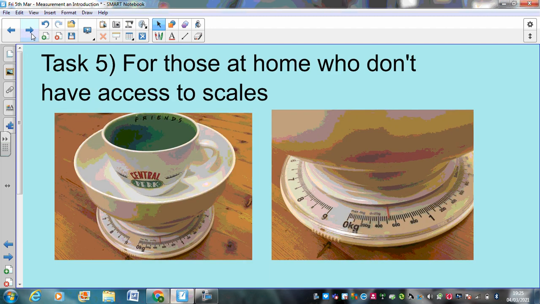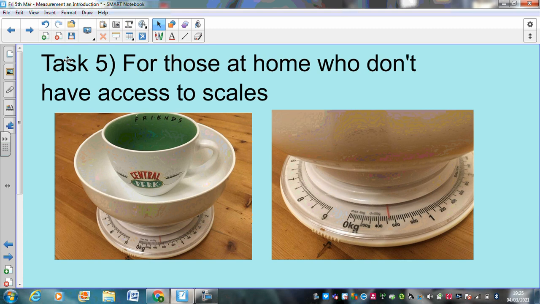Okay, now then, your task involves either using scales or using a jug. If you've got scales and a measuring jug ready to use in your kitchen or able to use with your parents' or adults' permission, then go away and get on with the task. You don't need to carry on with this video. The video is finished for you.